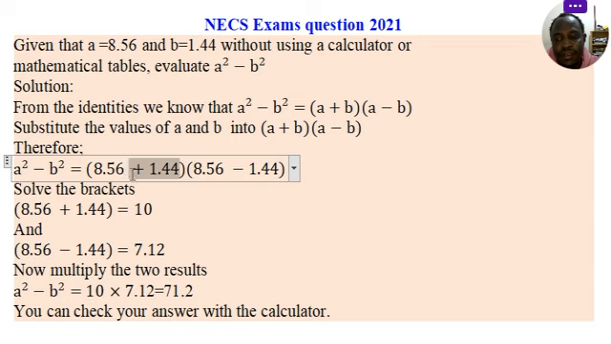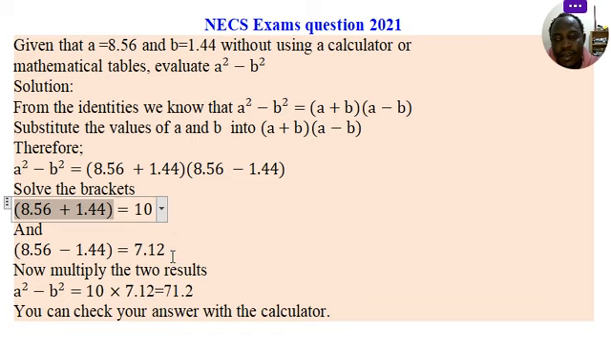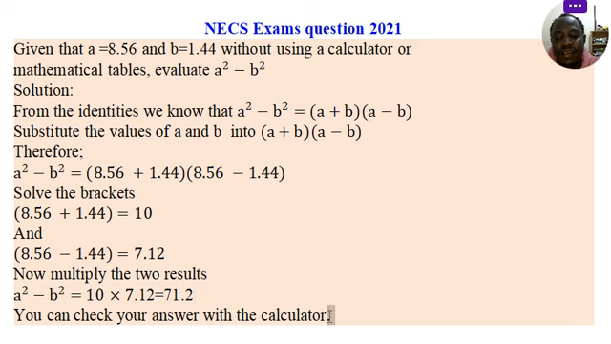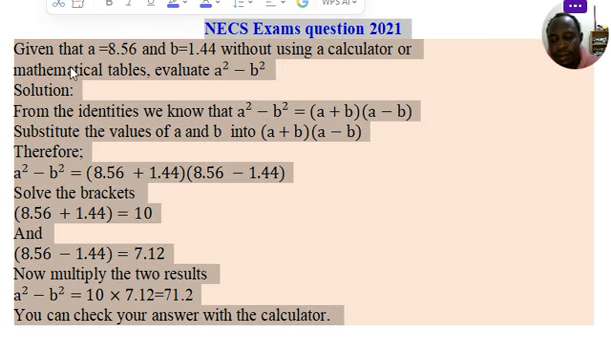So this, when we add it, as you can see here, will give us 10, and this, when we subtract it, will give us 7.12. Okay, so if we multiply 10 times this, the decimal point will move one place to the right. So if we multiply this, it will be 71.2. You can prove it on a calculator, but this is without using a calculator.